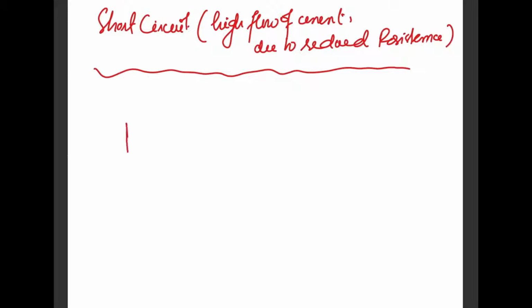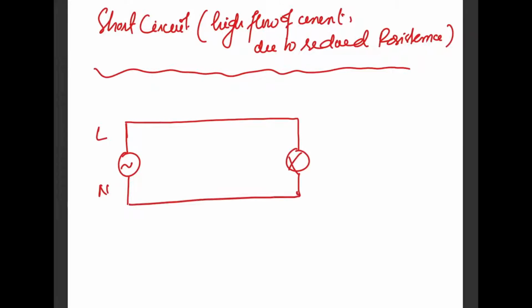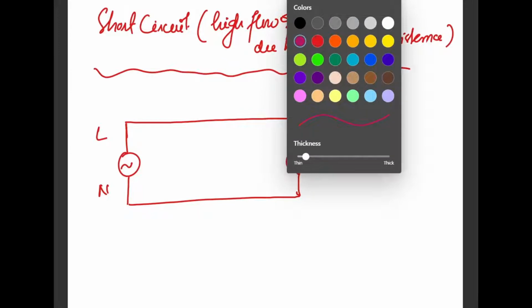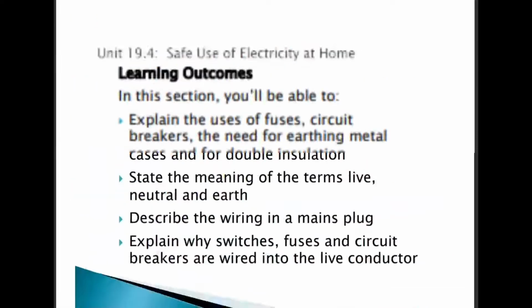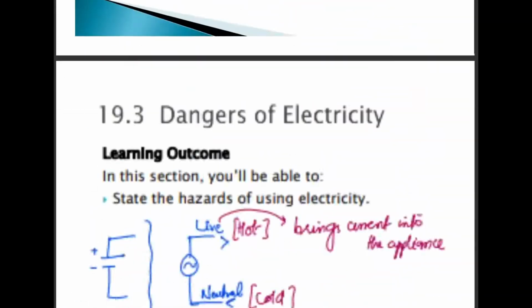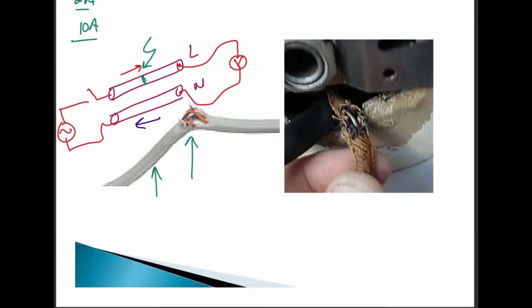So for example, we have an AC supply with live and neutral wire, and let's say this is a bulb or an appliance, an electric heater, air conditioner, even a vacuum cleaner. The live wire is bringing current into the appliance, and just the way that we've seen damaged insulation, it's possible that the neutral wire is also damaged. So the live accidentally comes in contact with the neutral wire.